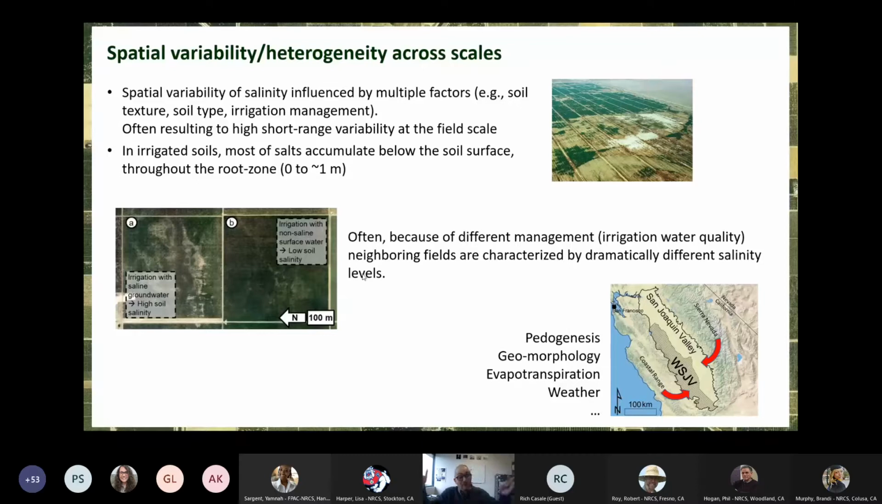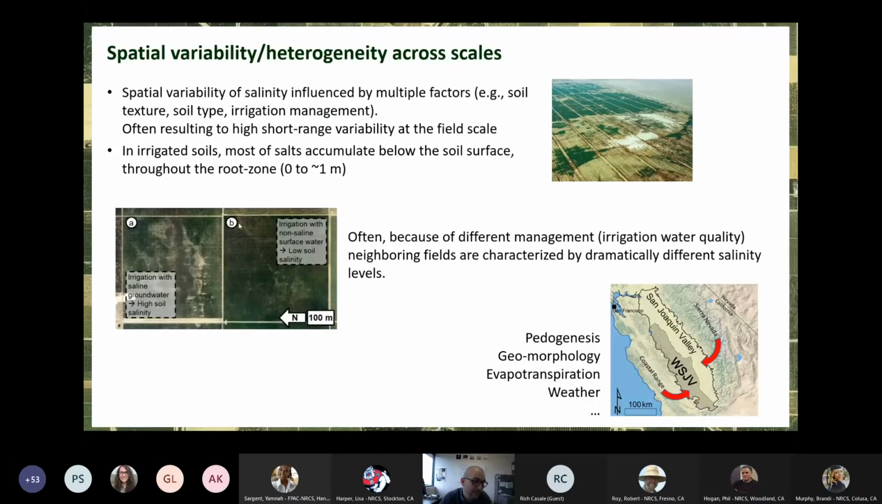Then if we move to the multi-field type of scale, we can see that agricultural management is going to have a very strong impact on the outputs of soil quality. So here I have an example that I like to show of two pistachio orchards in Fresno County, and they are one south of the other.